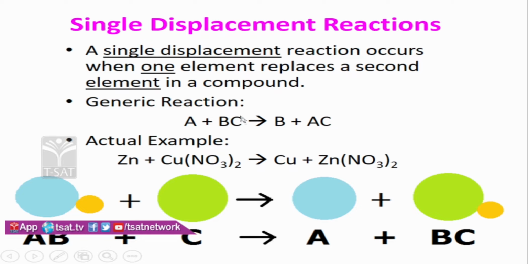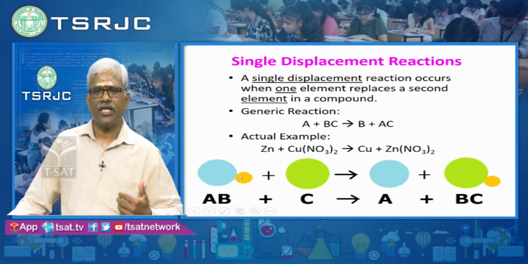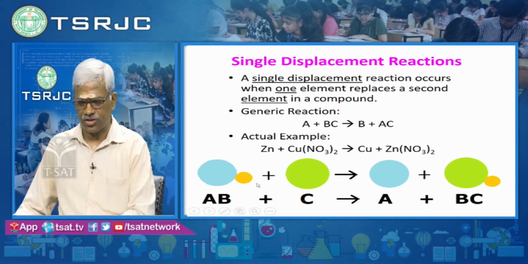Now, examples for single displacement reactions. AB is a combination, and C may be a molecule or atom. C need not always be an atom, it may be a molecule, either may be. AB molecule reacts with C, C will replace B. So, you will get A plus BC. In another way, this may happen: AC plus B, that also is possible.